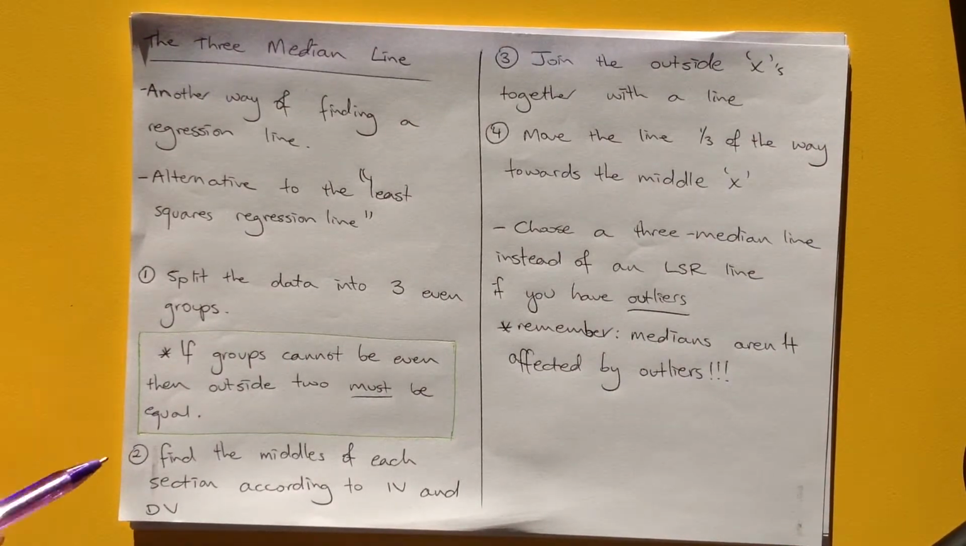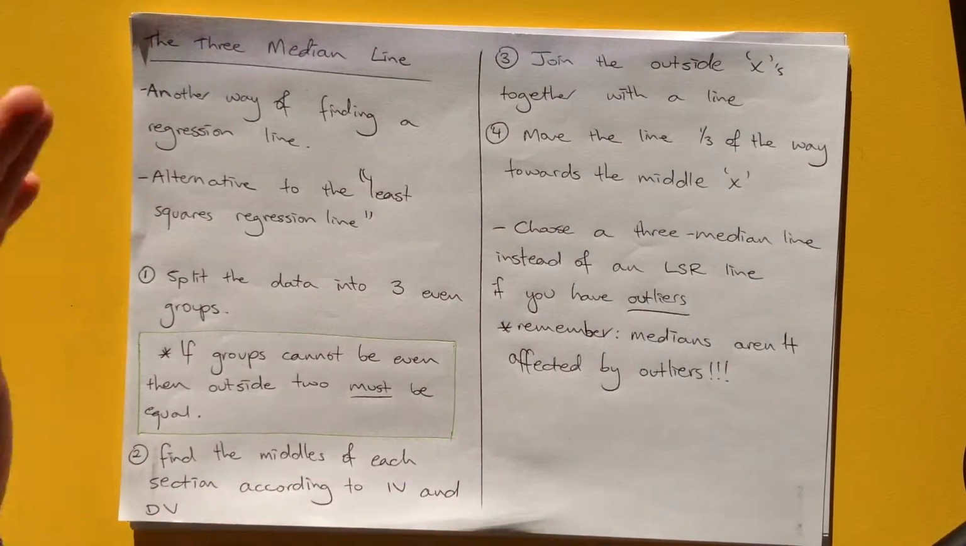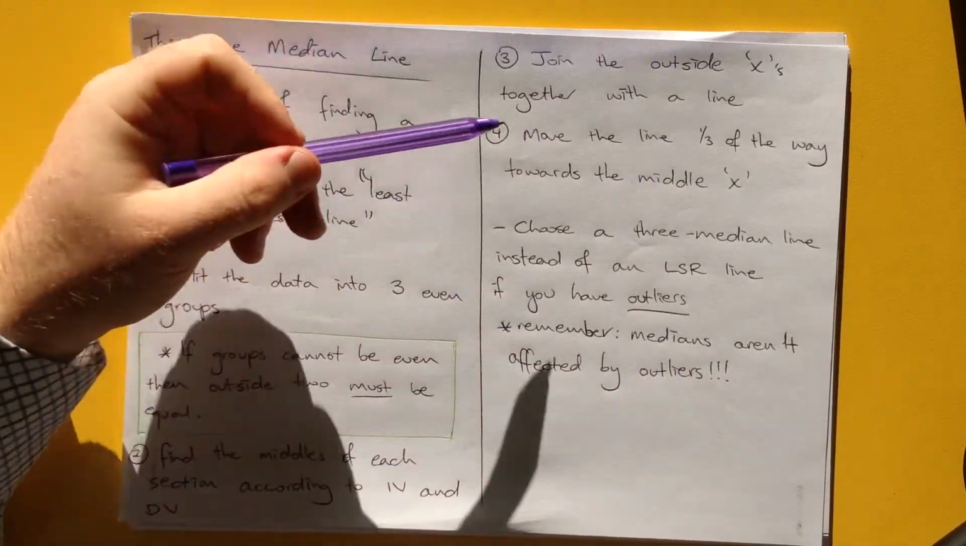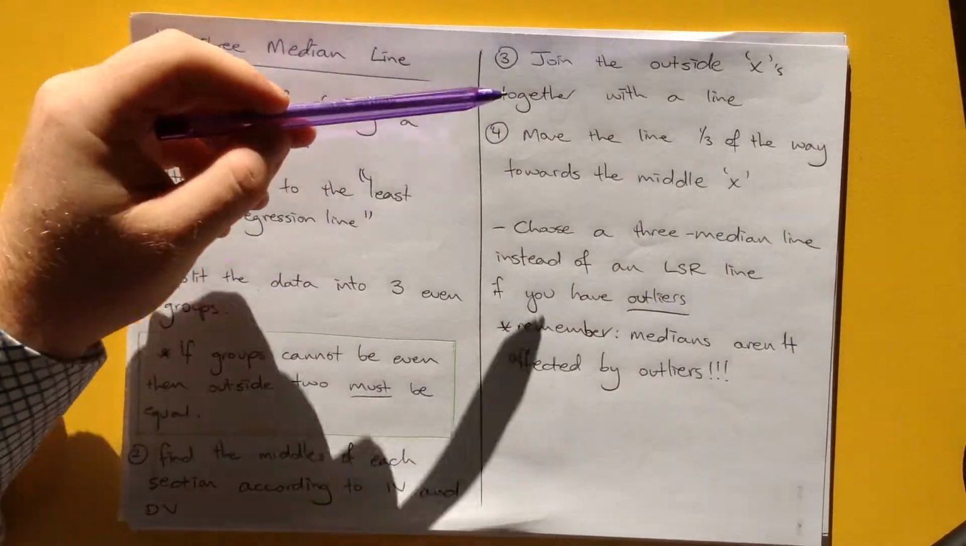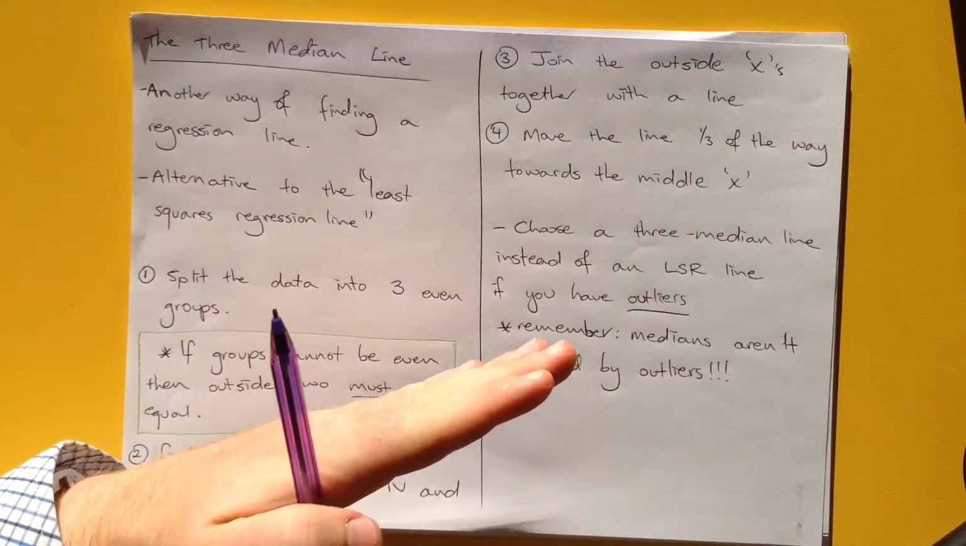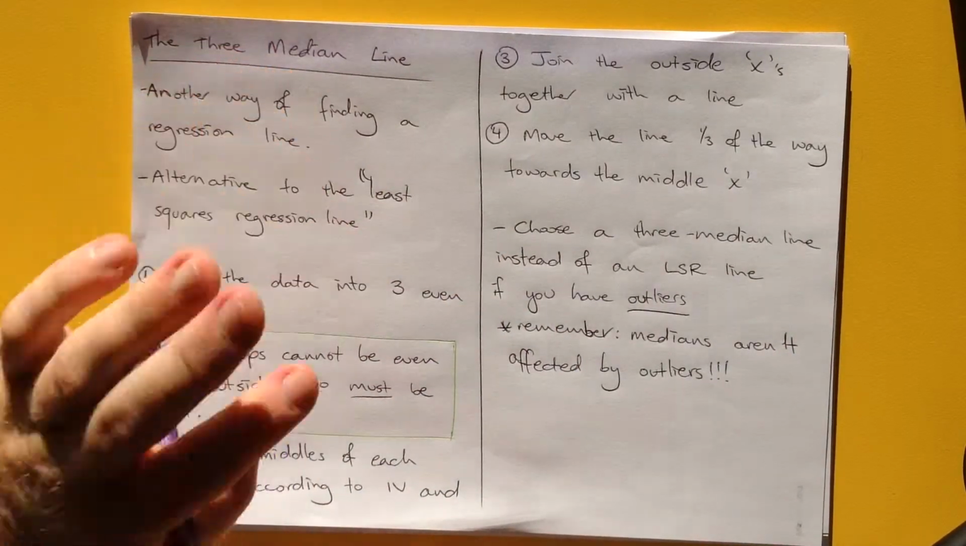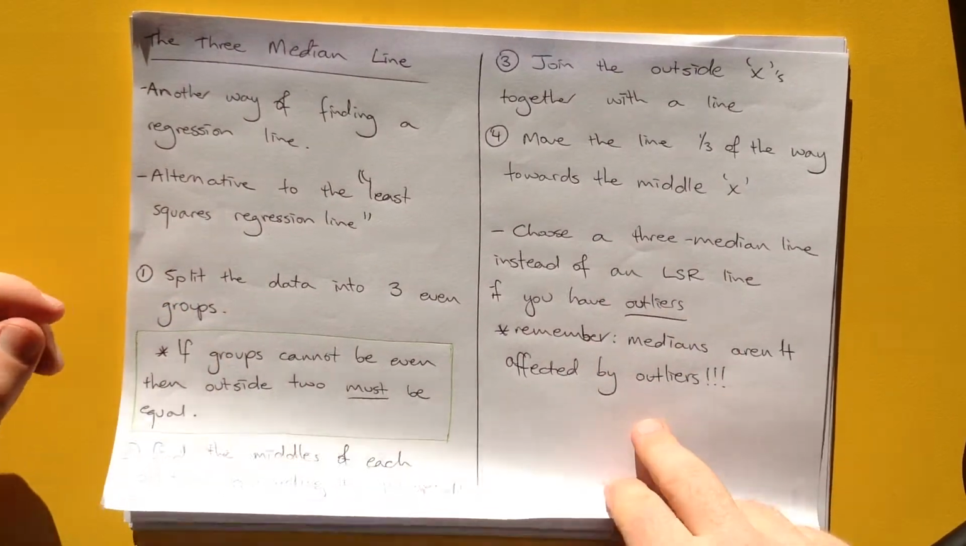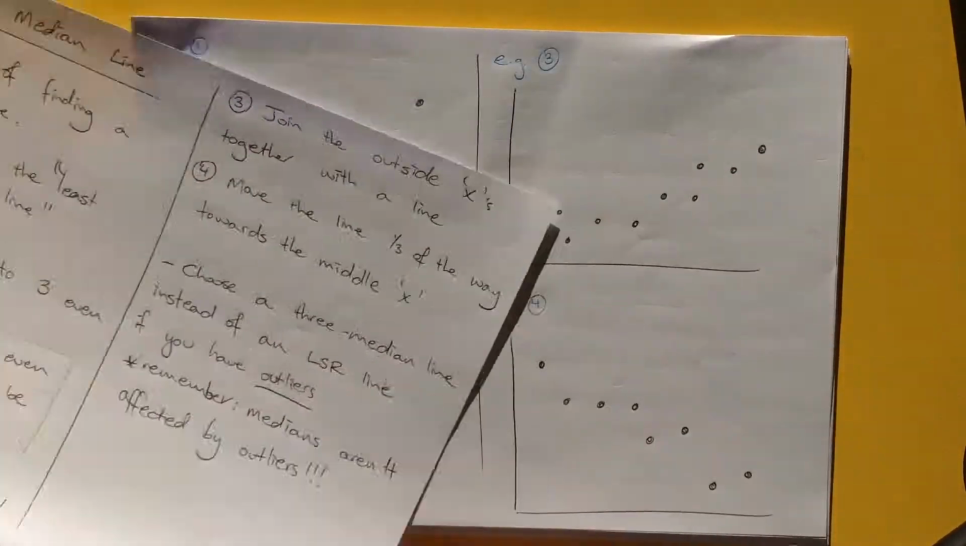Step 2 is to find the middle of each of those sections, in both directions, the IV and the DV, and then we're going to put some x's where they are. Then we're going to join the two outside x's, and then we're going to move our line a third of the way towards that middle x. We'll see it in a minute, and I've just talked about outliers. So let's do some examples together.